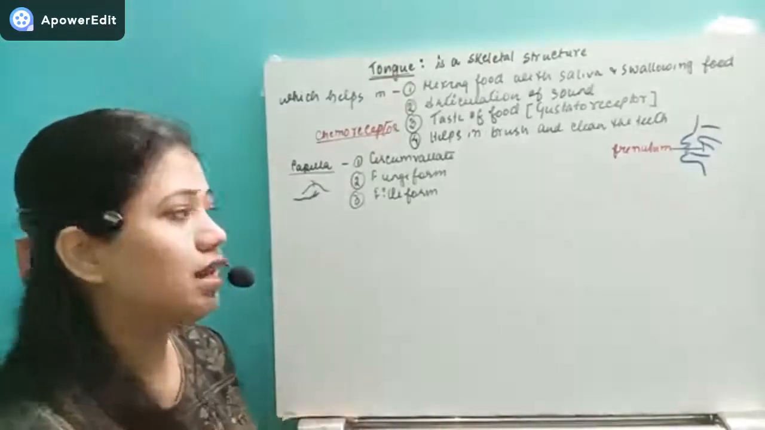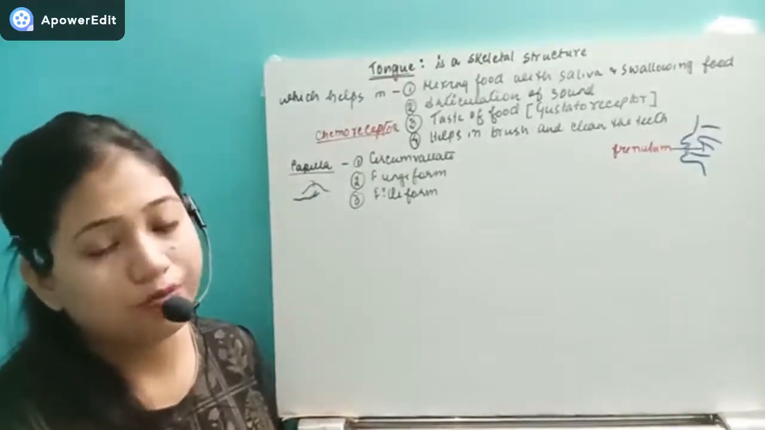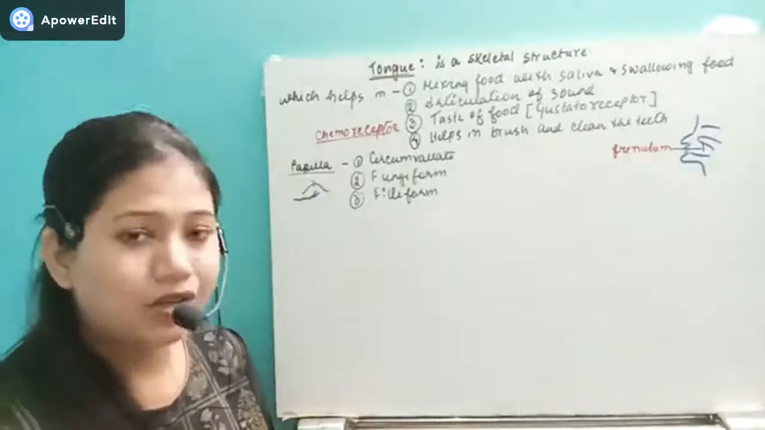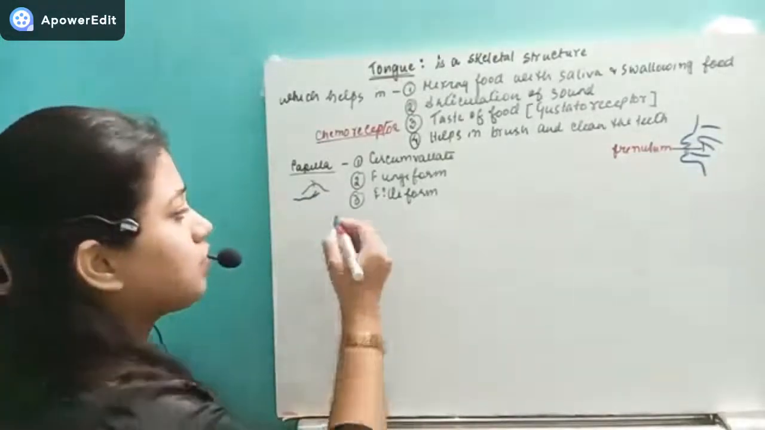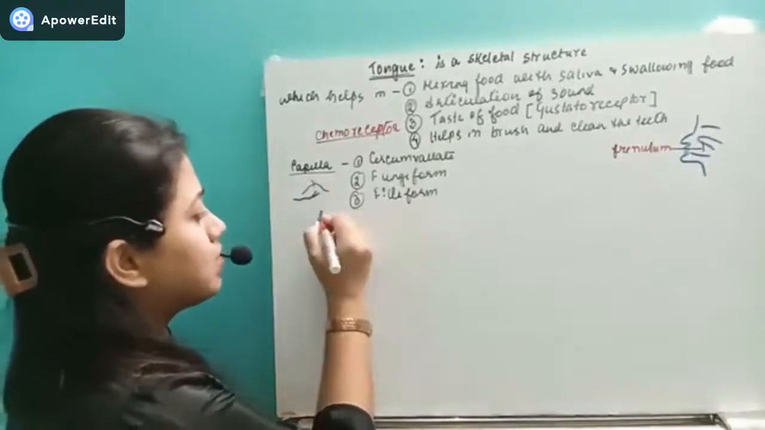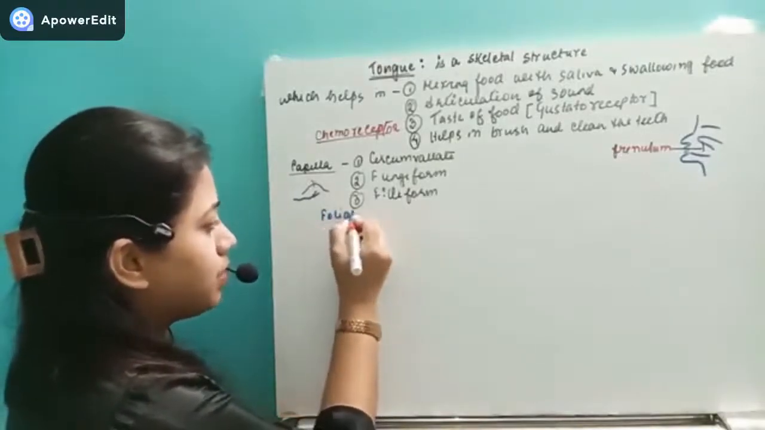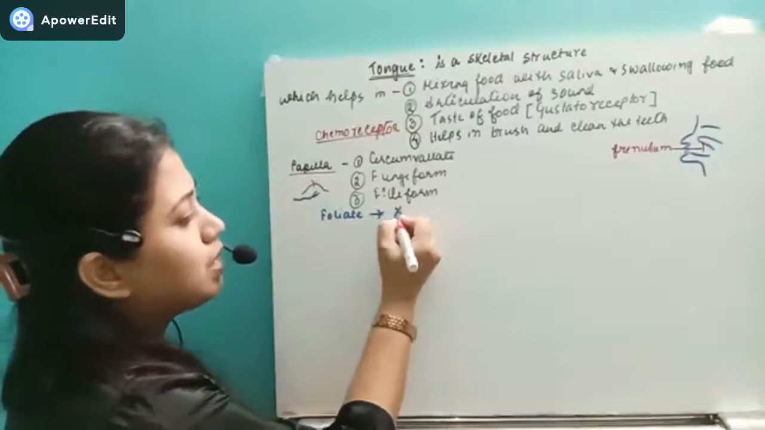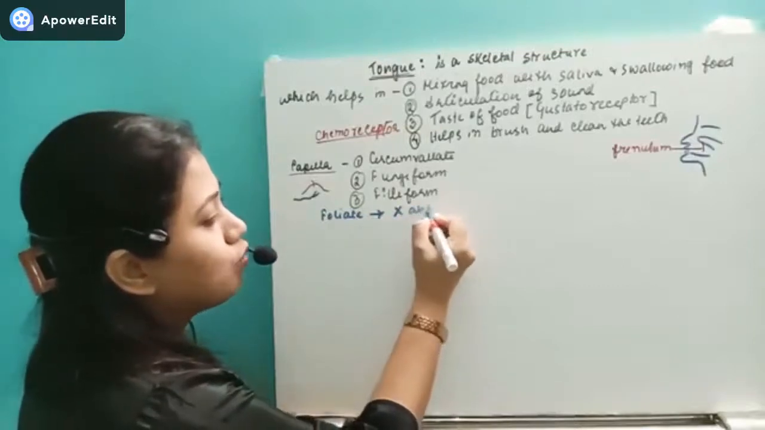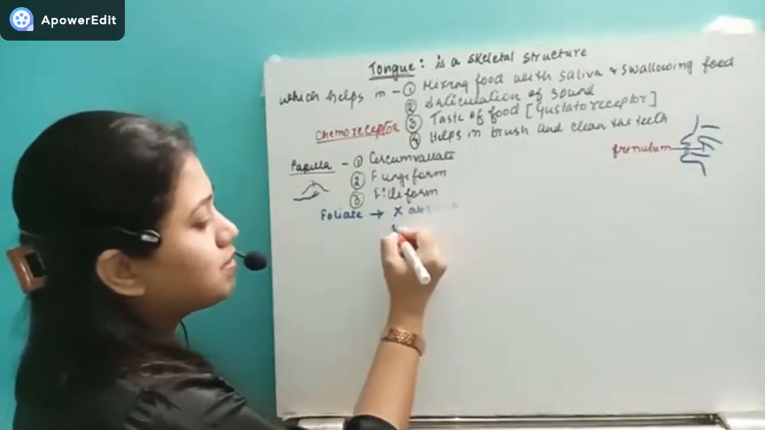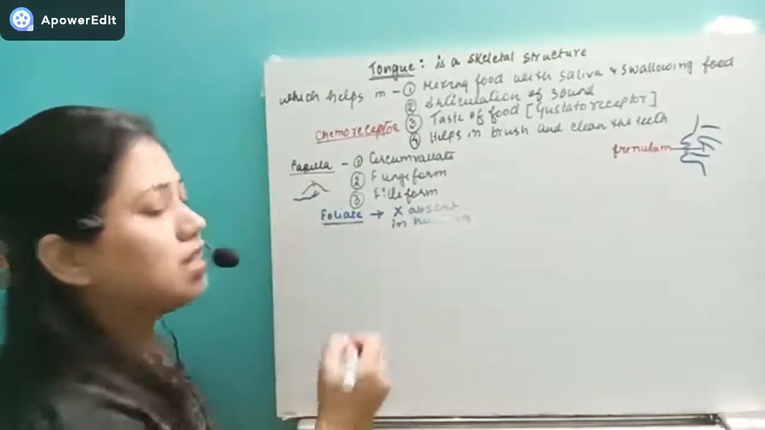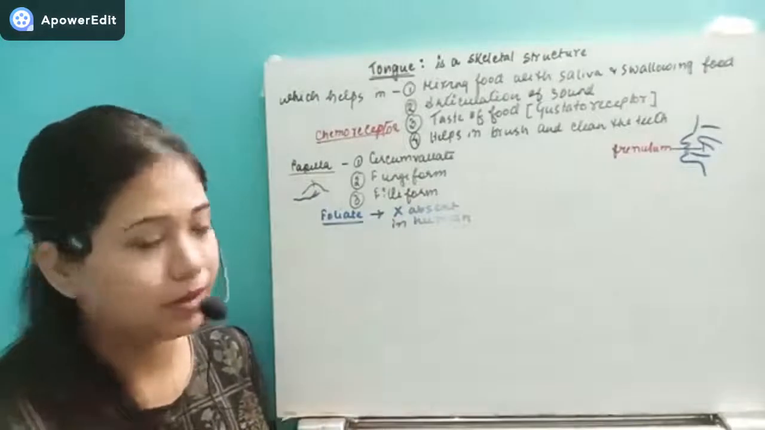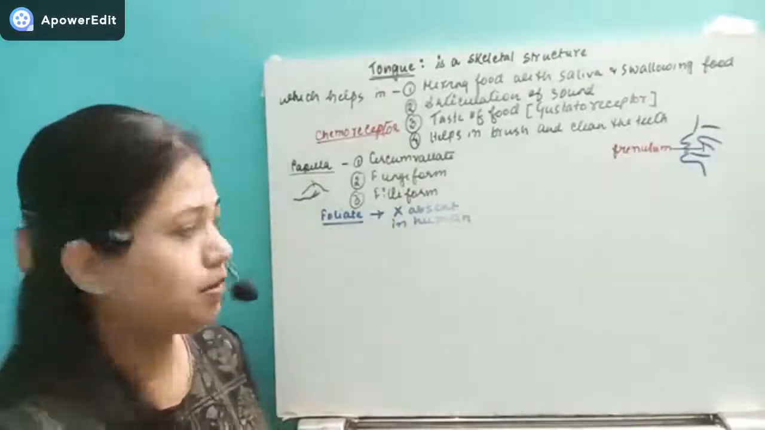Fungiform, and the last one is the filiform. In case of the other animals, like grazing animals such as the cow, another papilla is present, that is the foliate papilla. But this foliate papilla is absent in human. Remember that it is absent in human, but in case of grazing animals, they have the foliate papilla. We don't have the foliate papilla.